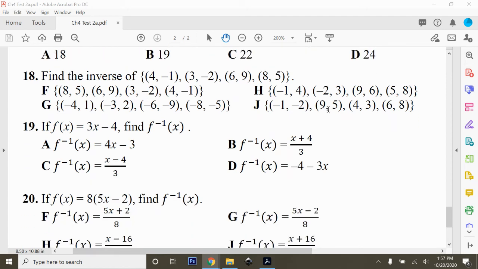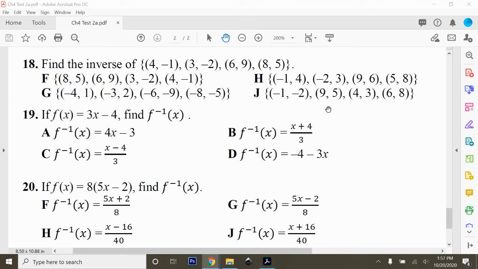18. Find the inverse of the points (4, negative 1), (3, negative 2), (6, 9), (8, 5). F, (8, 5), (6, 9), (3, negative 2), (4, negative 1). G, (negative 4, 1), (negative 3, 2), (negative 6, 9), (negative 8, negative 5). H, (negative 1, 4), (negative 2, 3), (9, 6), (5, 8). J, (negative 1, negative 2), (9, 5), (4, 3), (6, 8).